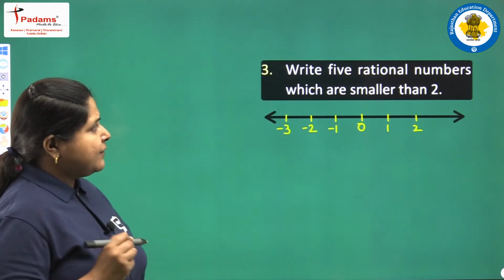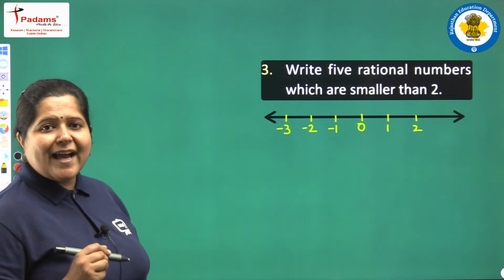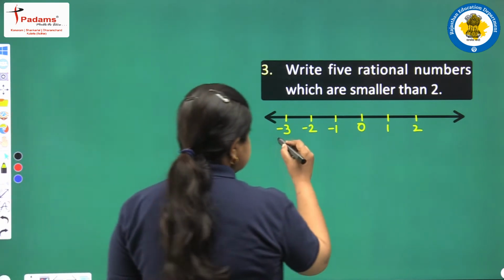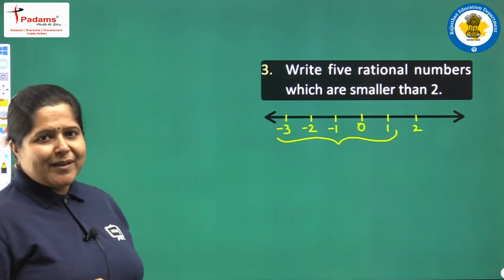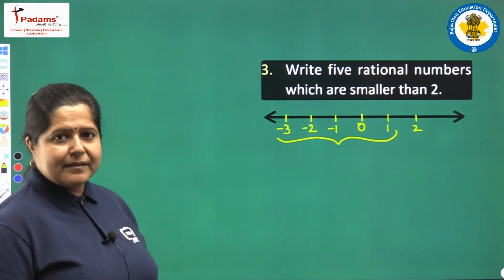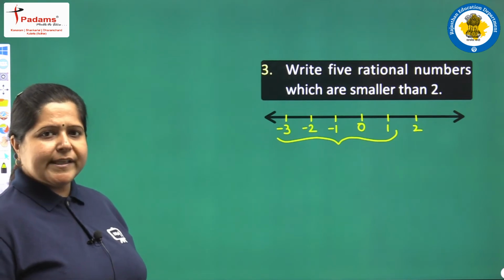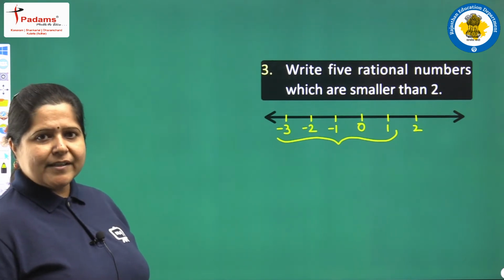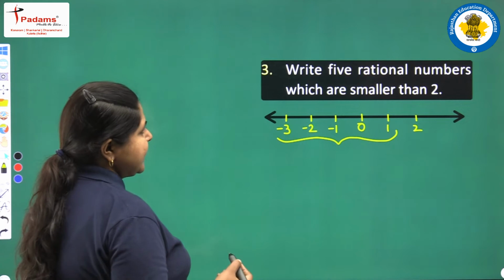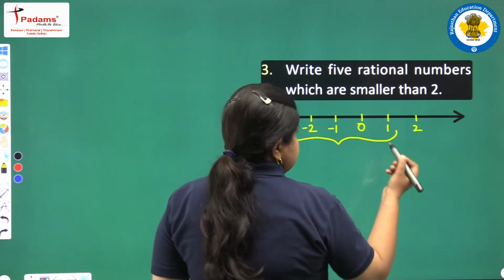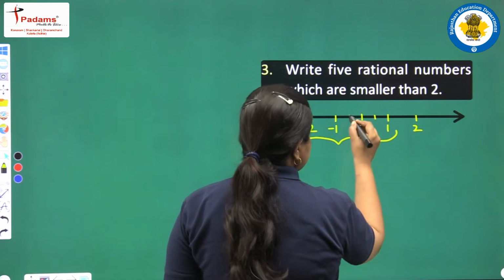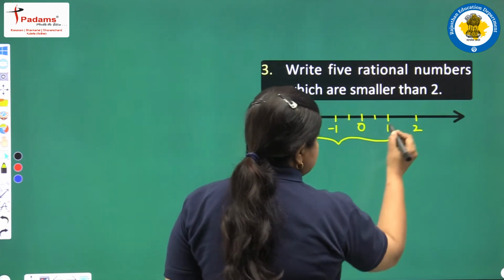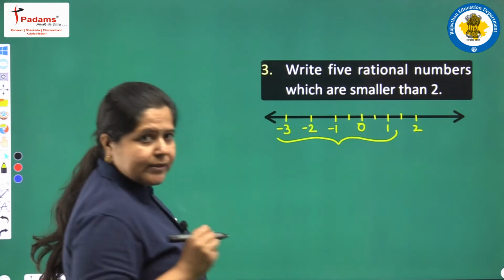We have to find 5 rational numbers smaller than 2. Clearly these 5 are rational numbers smaller than 2. So we can write them as the answer, but still let us find one more set of rational numbers smaller than 2. How will we find them? We can get a rational number just in between 0 and 1, just in between minus 1 and 0, in between 1 and 2 also.